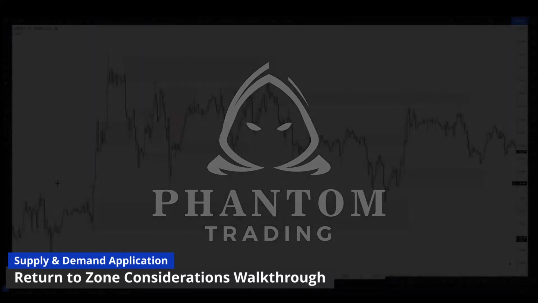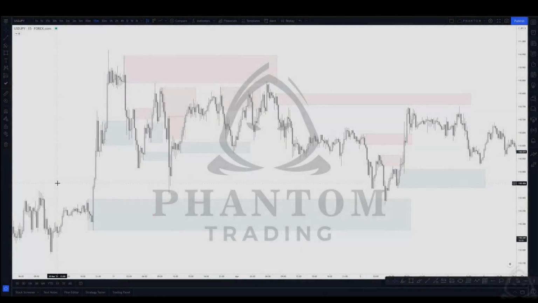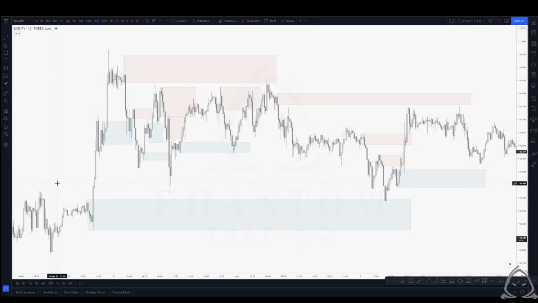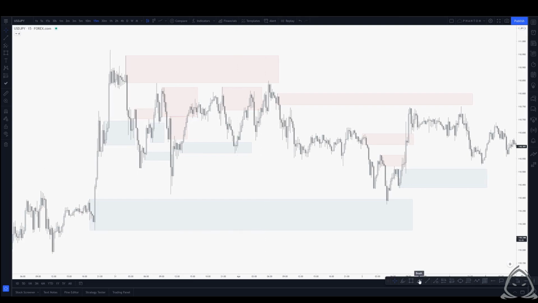Now let's jump into some examples. And again, we're going to use the same example we've been using for the past two videos here on US dollar, Japanese yen, just building on the zones that we've already mapped out and really just going through the way price action is returning back to the zones, just to further explain what we've just been building on.